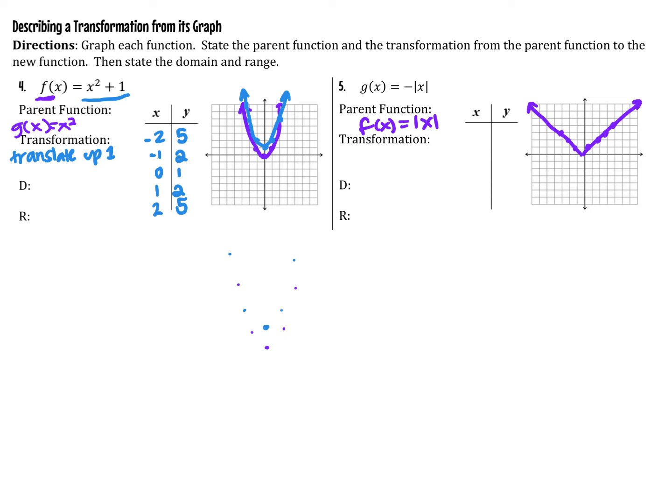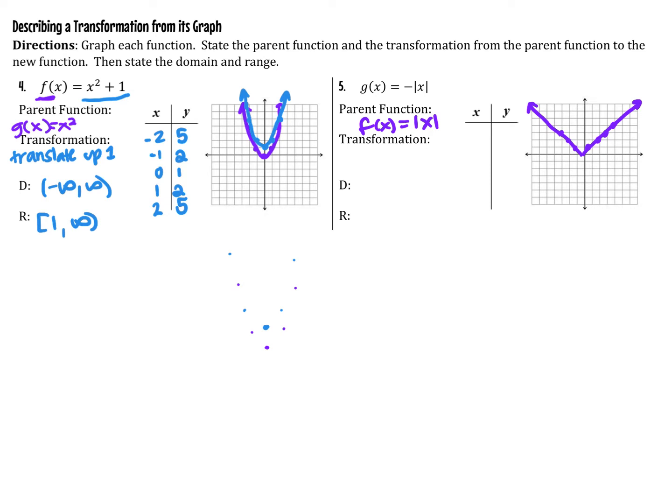How has that changed the domain? Well, I'm still allowed to plug in any x value that I want. So the domain hasn't changed at all. How has it changed the range? Well, before my lowest y value that I could see on my graph was 0, but this has shifted up 1. So the lowest y value is not 0 anymore. It's 1, and it's still going up forever.